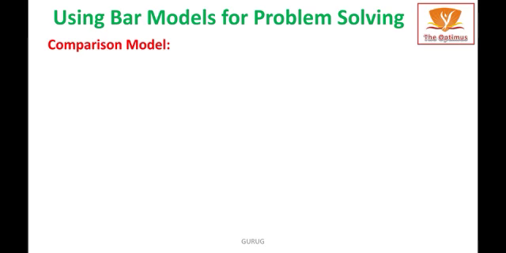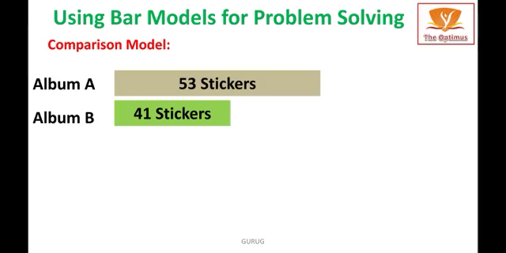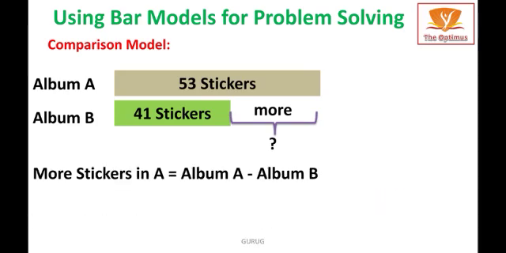I am going to write in short form. Album A has 53 stickers. Album B has 41 stickers. How many more stickers are there in album A? Dear kids, here you are going to compare from album A to album B. We know comparison means you are going to find the difference. Difference is nothing but subtraction. Therefore, number of more stickers in album A equals number of stickers in album A minus number of stickers in album B.